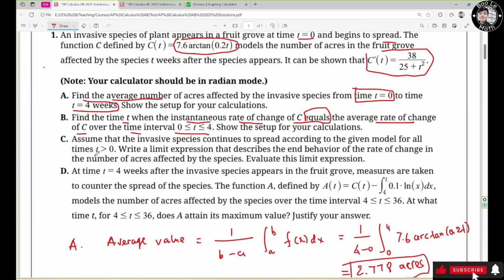Alright, let's move on to question C. Assume that the invasive species continues to spread according to the given model for time t greater than 0. Write a limit expression that describes the end behavior of the rate of change in the number of acres affected by the species. Evaluate this limit expression.